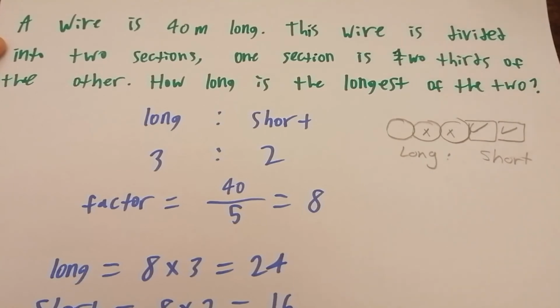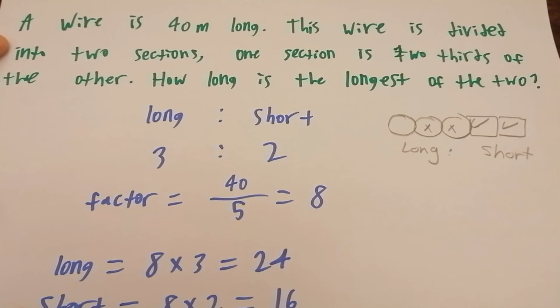A wire is 40 meters long. This wire is divided into 2 sections. One section is 2/3 of the other section. How long is the longest of the 2 sections?